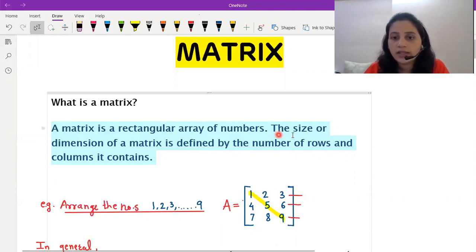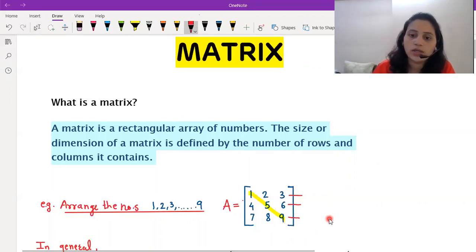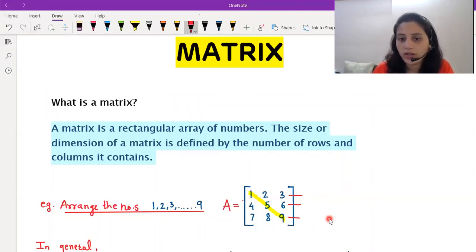Now next, the size and dimension of the matrix is defined by the number of rows and columns it contains. Now what does it mean, rows and columns? Rows are nothing but the horizontal arrangement of the numbers and columns are nothing but the vertical arrangement of the numbers. Okay. Now here, rows, the horizontal arrangement: 1, 2, 3. They are arranged in a horizontal manner. So this is my first row. 4, 5, 6. This is my second row. And 7, 8, 9. This is my third row.